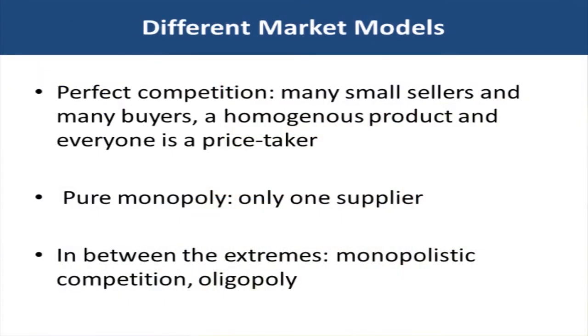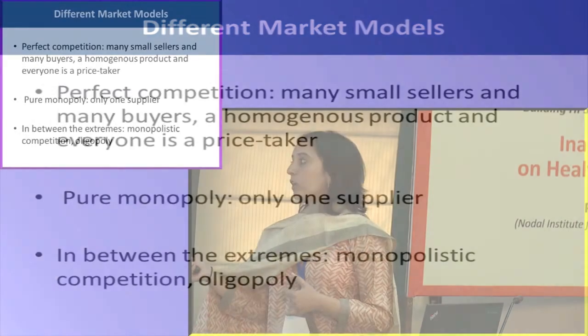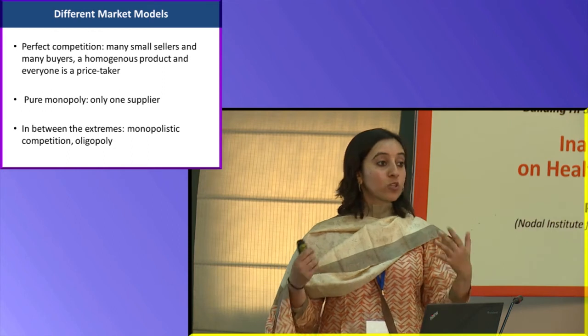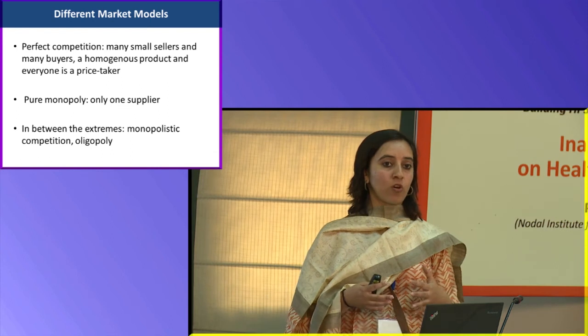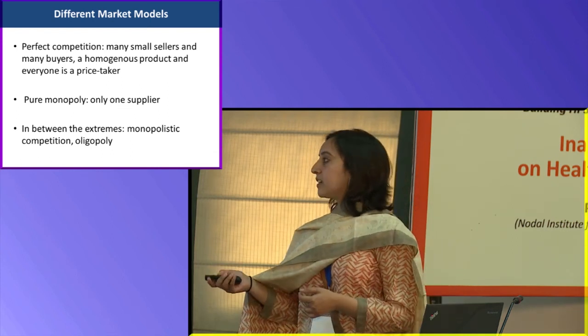There are different market models. Again, it's not something we'll really go into, but just to give you a sense that there's a range. You can have a situation where you have perfect competition, right? Which essentially means that you have many sellers and many buyers. You have a product that is completely homogeneous. Everyone is a price taker. No one can really influence the price themselves. Or you have a pure monopoly or a pure monopsony, which I didn't put, but where you only have one supplier or you only have one buyer, so they have total control over the decisions of setting the price.